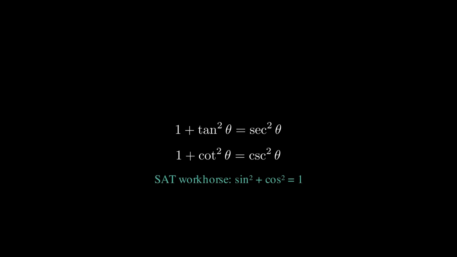Divide the core identity by cosine squared, and you get 1 plus tangent squared equals secant squared. Divide by sine squared instead, and you get 1 plus cotangent squared equals cosecant squared. For most SAT problems, sin² plus cosine squared equals 1 does 90% of the work.